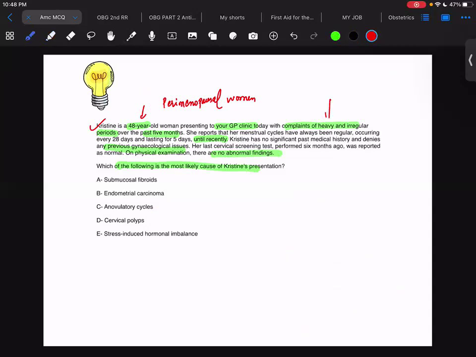The patient is having heavy and irregular periods, right? Heavy and irregular periods in the perimenopausal woman. It is basically your anovulatory cycle. This is your answer. Always and always remember this. This is your answer in a patient who is a perimenopausal woman complaining of heavy and irregular periods. It is basically your anovulatory cycles. Please remember this.